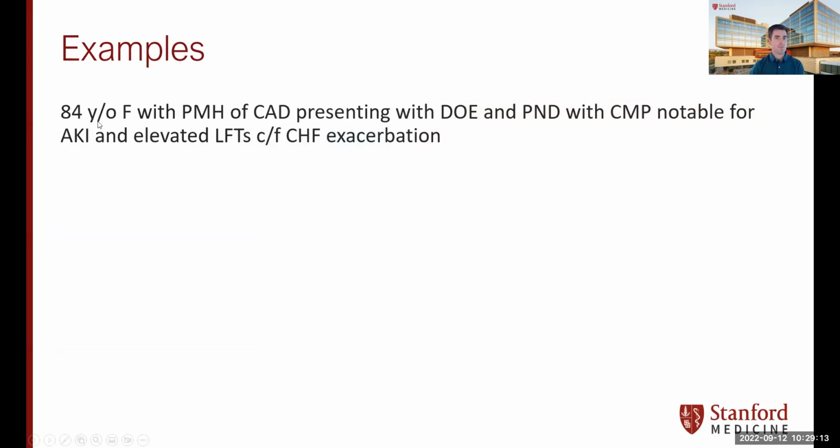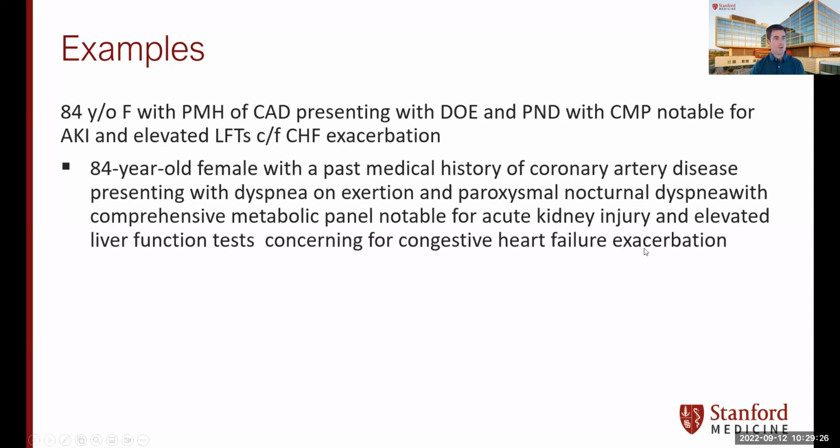So this is giving us more information. So 84-year-old female with PMH of CAD presenting with DOE and PND with the CMP notable for AKI and elevated LFTs with concern for CHF exacerbation. So same symptoms, but now we know that this patient has a comprehensive metabolic panel that has elevated kidney markers and elevated liver function tests, all of which fit a congestive heart failure exacerbation.